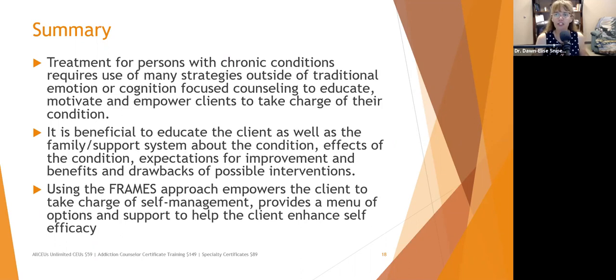It's beneficial to educate the client as well as the family or support system about the condition, the effects of the condition, expectations for improvement, and benefits and drawbacks of possible interventions. I find this is best if it can be presented on paper as well as discussed. And in the ideal situation, you present it on paper and you talk through it with them.